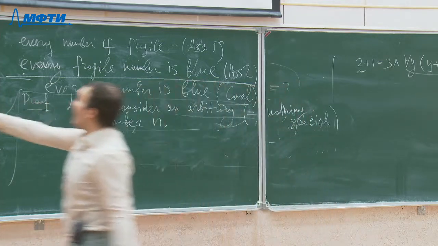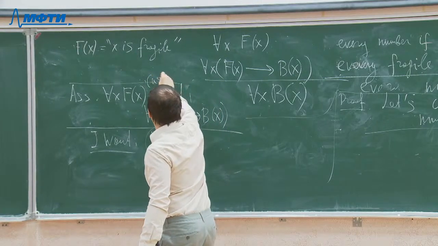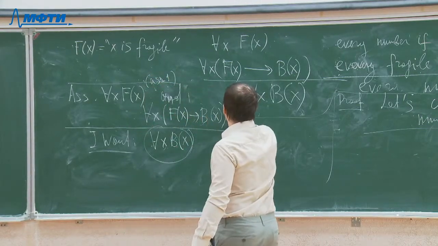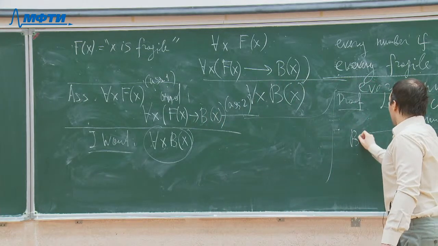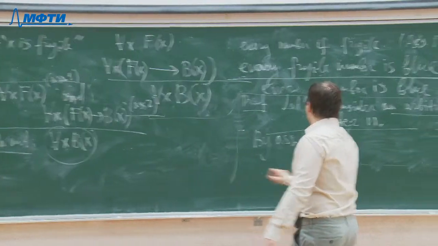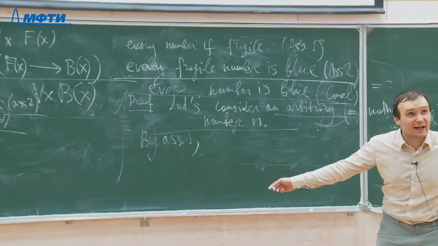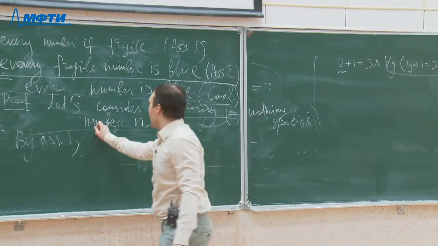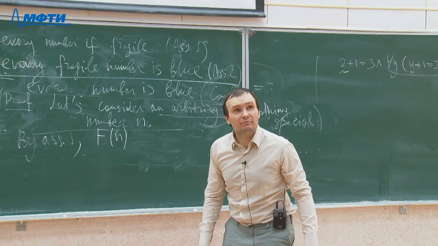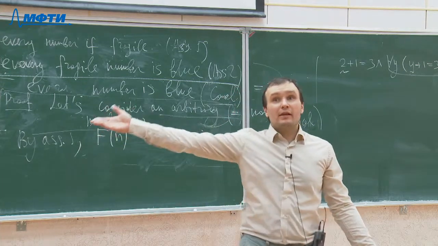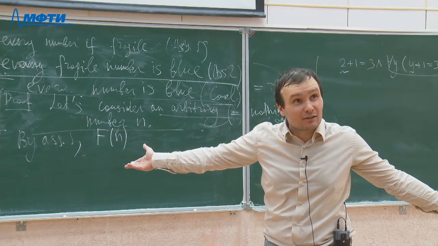But we know that every number is fragile. This was our first assumption, assumption 1. And this one was assumption 2. By our assumption 1, every number is fragile. Hence, n is fragile as well. So I may say that f of n. Is it clear? Why? It is true for each x and for our n as well. Why not?